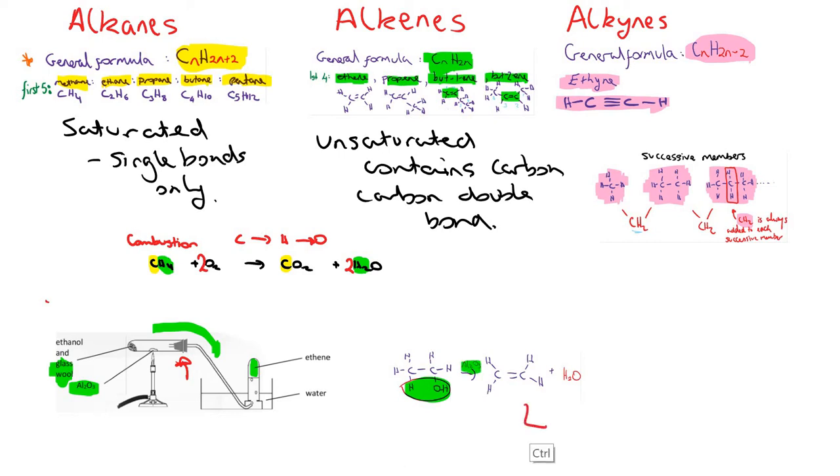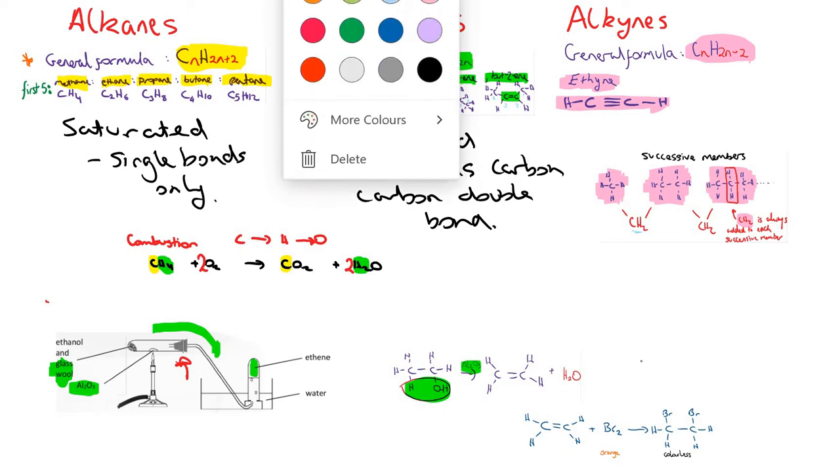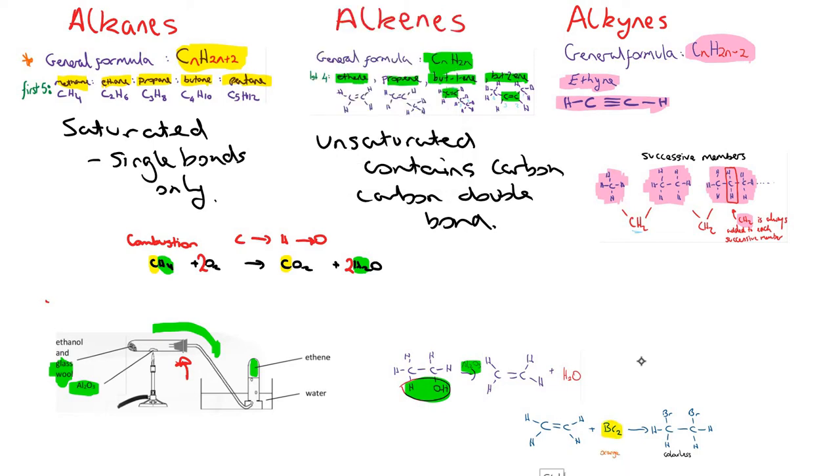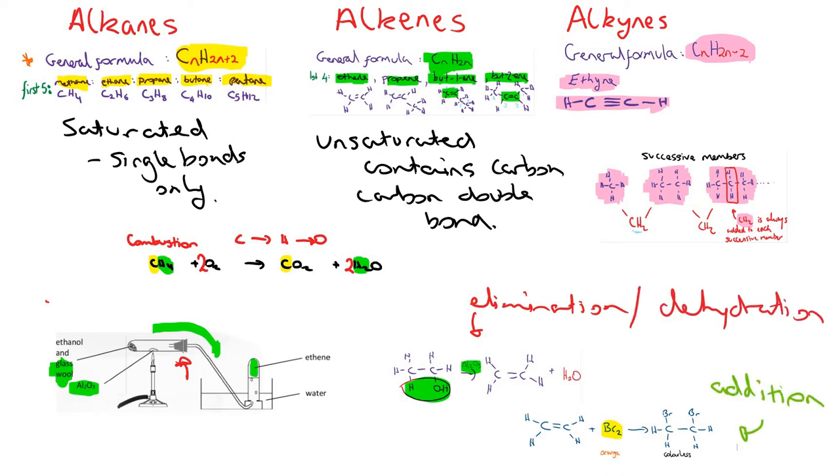Now, a test for the alkenes is to add bromine, which we'll look at here. We know that bromine in itself is an orange liquid. If I add bromine to an alkene, the alkene double bond reacts and bromine adds across the double bond in what's known as an addition reaction. I should say that the previous reaction is an elimination reaction or a dehydration reaction. So the test for an alkene is to add bromine, which is orange. Okay, so that is our test for alkenes.